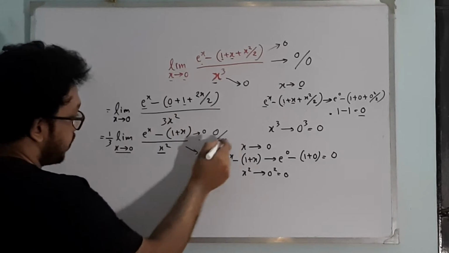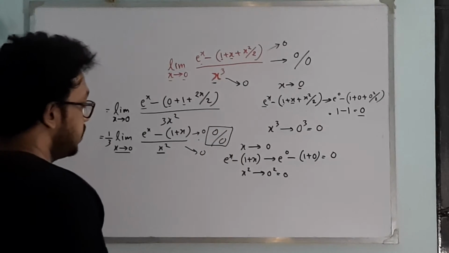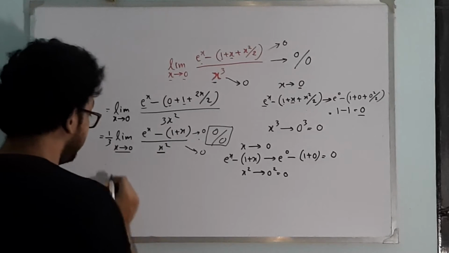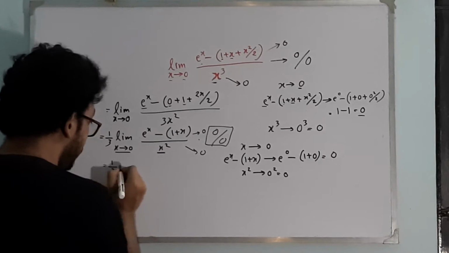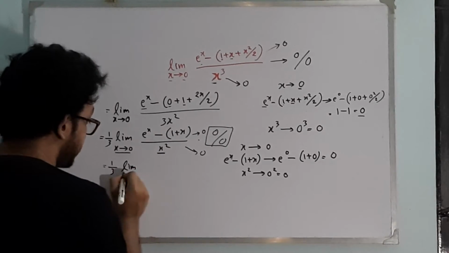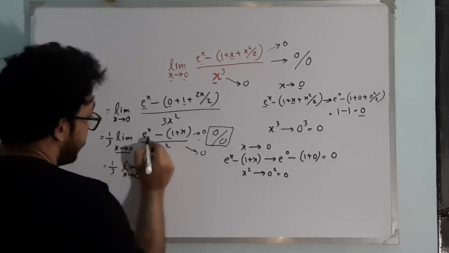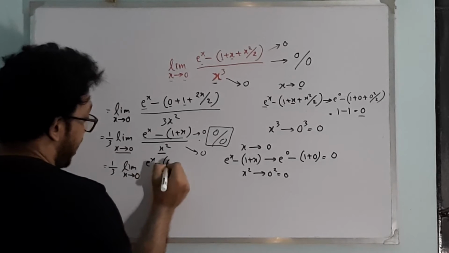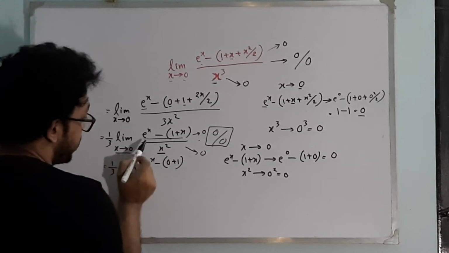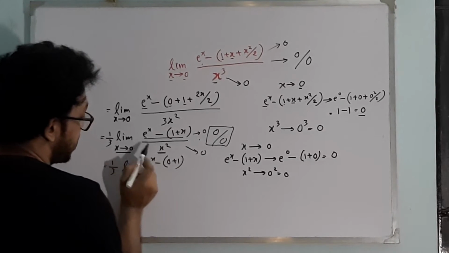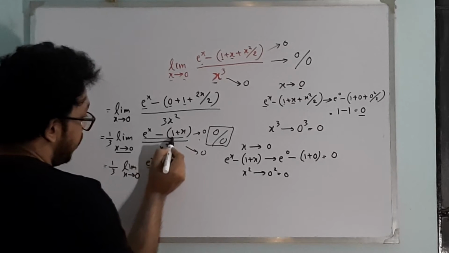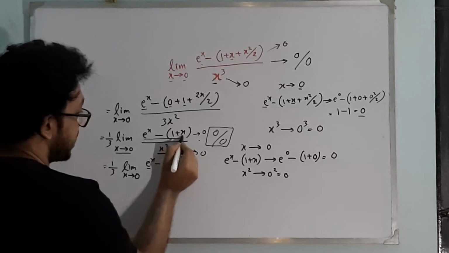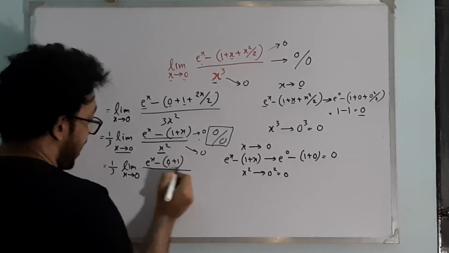This function is present in a 0 by 0 indeterminate form. So we will again have to use L'Hospital rule on this function. So we have to differentiate the numerator and denominator separately with respect to x. So if I differentiate the numerator with respect to x, I will have e to the power x minus 0 plus 1, because differentiation of e to the power x with respect to x is e to the power x, differentiation of 1 with respect to x is 0, and differentiation of x with respect to x is 1.